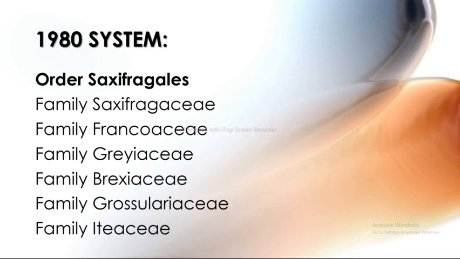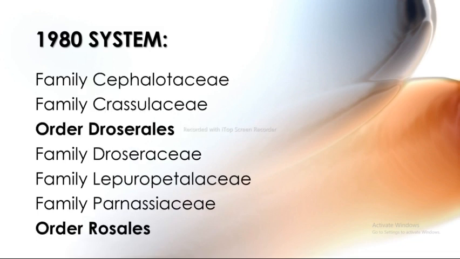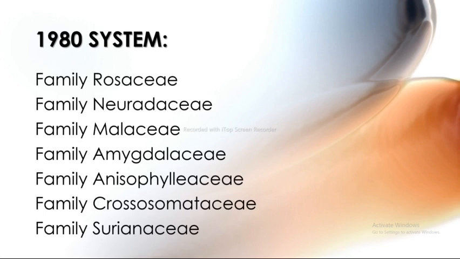Saxifragales. It includes family Saxifragaceae and Francoaceae, Greyiaceae, and Brexiaceae. Next is the Grossulariaceae, and the next is the Iteaceae. Next is the Cephalotaceae and Crassulaceae, and the next order is the Droserales. It includes the family Droseraceae, and the next is the Lepuropetalaceae, and the family is the Parnassiaceae. Next order is Rosales. It includes the family Rosaceae.